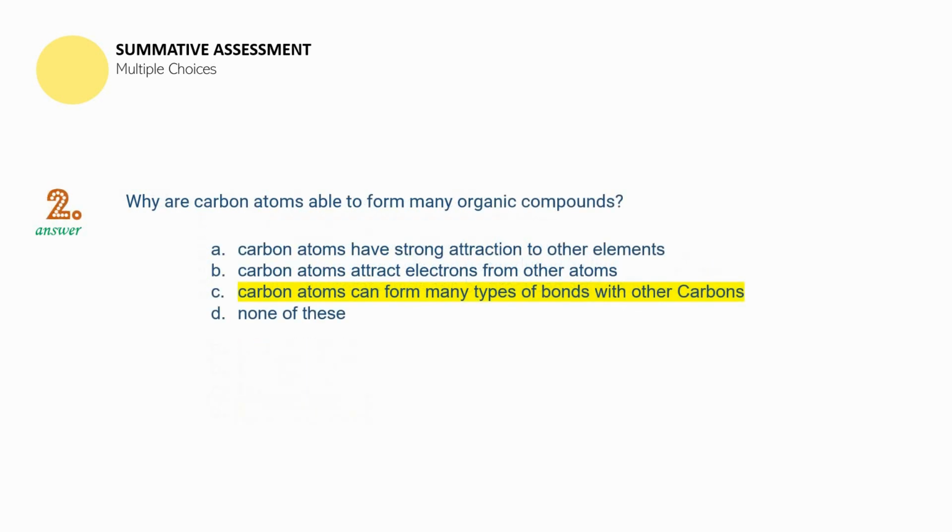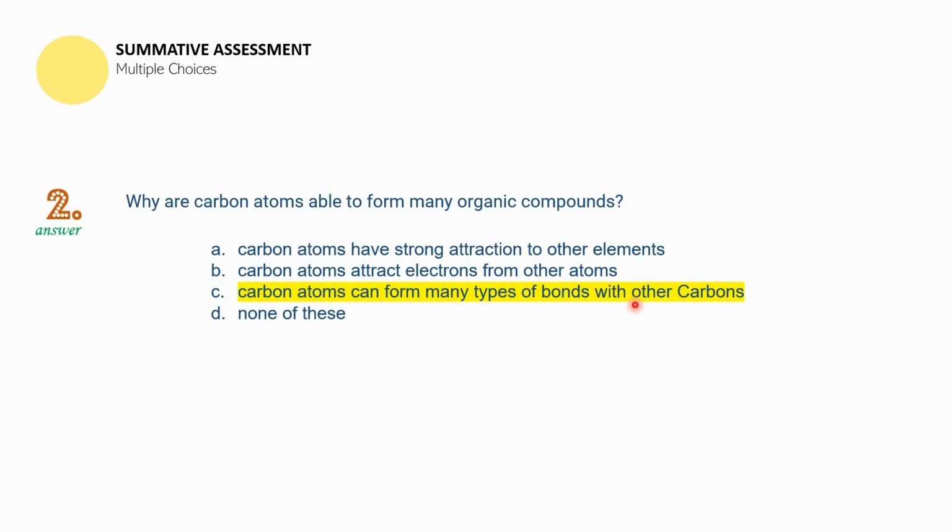Question number 2. The answer is letter C. Carbon atoms can form many types of bonds with other carbons. They can form single bonds, double bonds, and triple bonds with other carbons. That's the answer to question number 2.